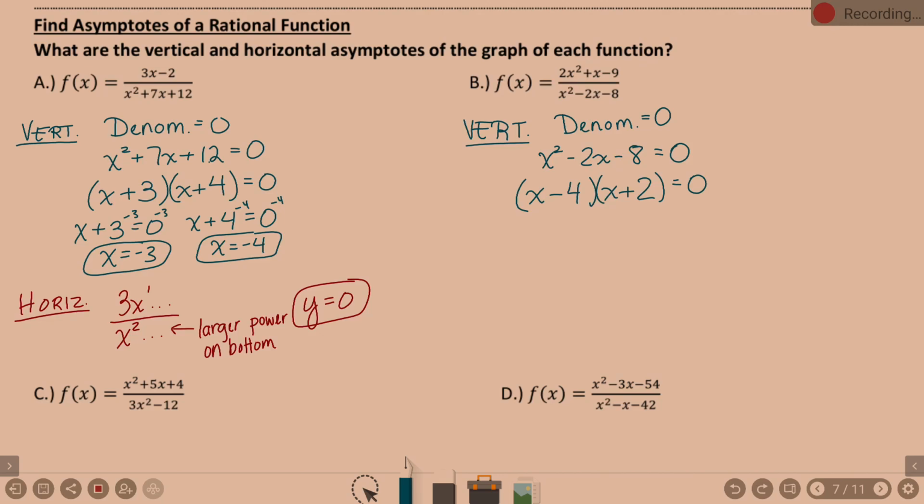Now, a common mistake is to stop here and say that my answers are negative 4 and 2. Don't make that mistake. What do we have to do? Okay, set them each equal to 0. Not that this last step is hard, but sometimes we just forget it. So if I set x minus 4 equal to 0, I'm going to get x equals 4. And if I set x plus 2 equals 0, I'm going to get x equals negative 2.